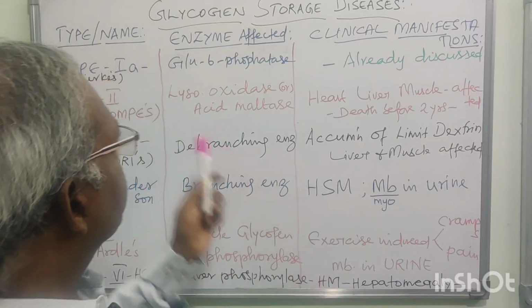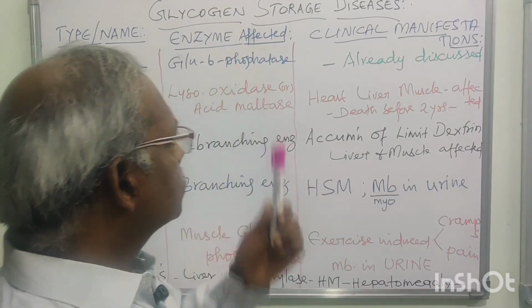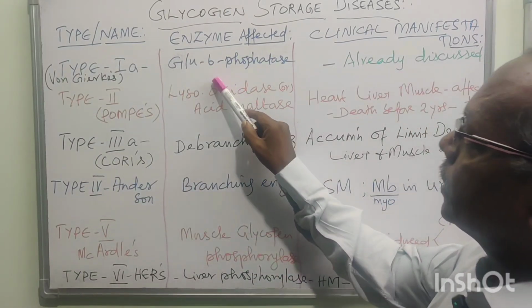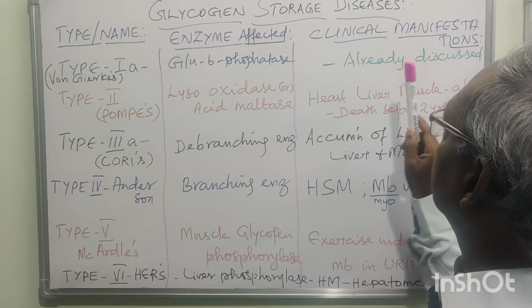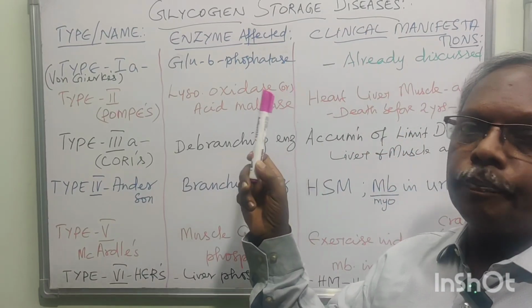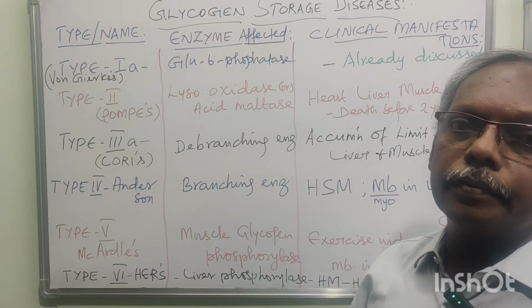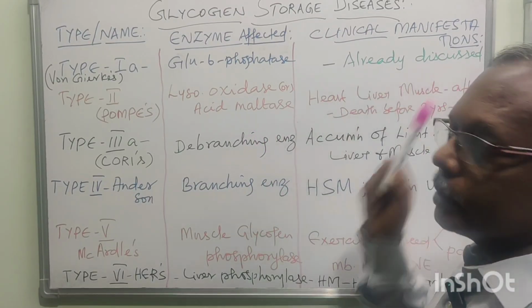So first one is type 1A, the name is Von Gierke disease. Glucose 6-phosphatase is the enzyme defect, that is, absence or deficiency of the enzyme. Third one is the clinical manifestation. We have uploaded a separate video for this Von Gierke disease, so it is already discussed.